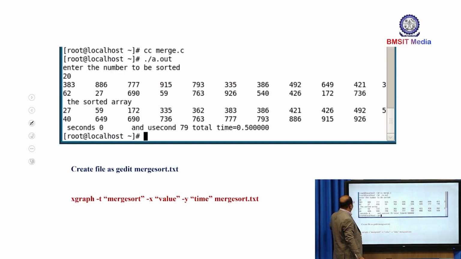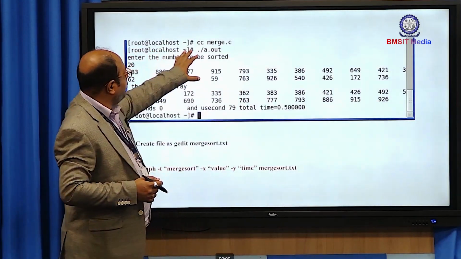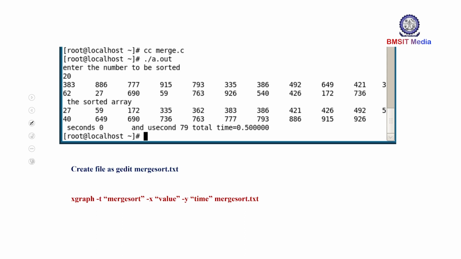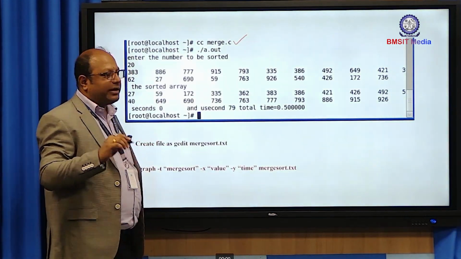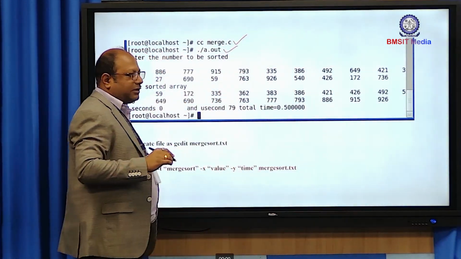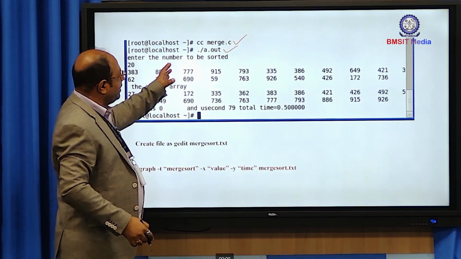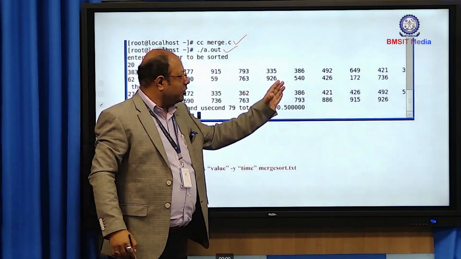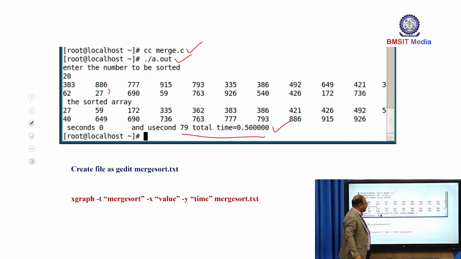Let us see now how it can be executed. You can run the program with cc merge.c. This will compile the program, checking for the syntax and semantics of the program. If you don't have any syntax, semantics or logical issues, then the executable can be run with ./a.out. Then you can enter the number of elements. Once you enter the number of elements, the elements will be sorted and some time will be calculated.